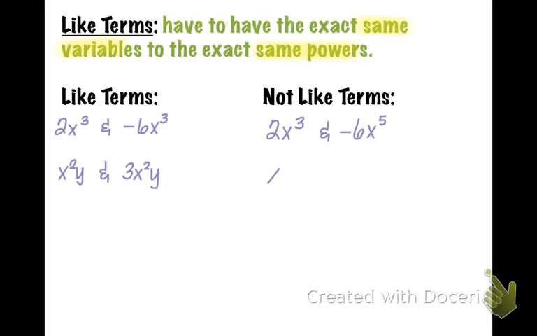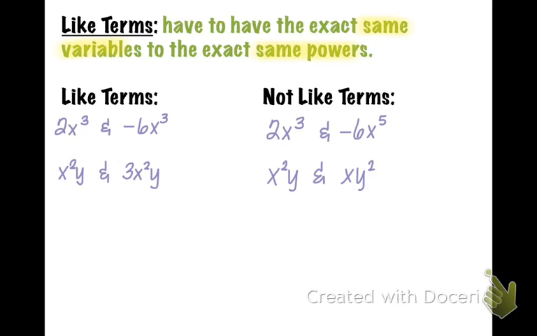Sometimes people get confused. They see something like x squared y and xy squared. They see x's and y's and a squared, so they think that those match. But pay careful attention. On the first one, the squared is on the x, and on the second one, the squared is on the y. Those don't match, so that's not like terms.